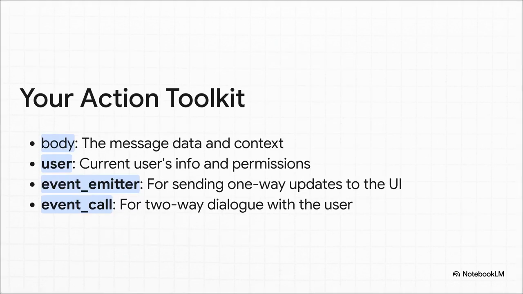So, when you're building one of these actions, you're handed this amazing little toolkit of parameters. You get the body, which has all the message context. You get the __user__ object, so you can check who's using it and what their permissions are. And then you get the real magic, the __event_emitter__ and __event_call__, which are the keys to making your chat truly interactive.